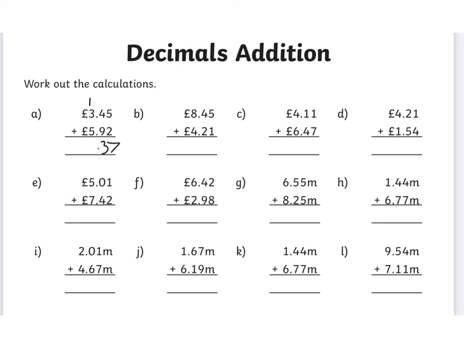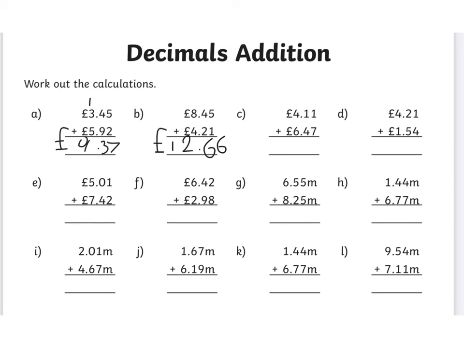So 3 plus 1 is 4, plus 5 is 9. So £9.37. So 5 plus 1 is 6. 4 plus 2 is also 6. Put your decimal point in. 8 plus 4 is 12. And your answer is £12.66.